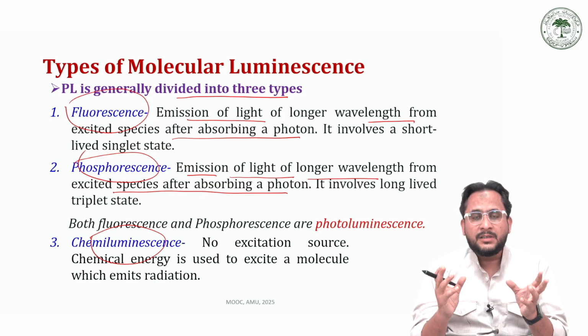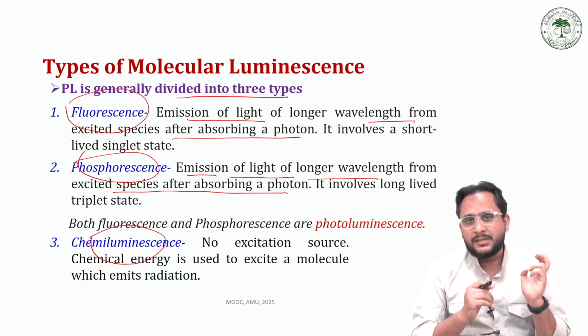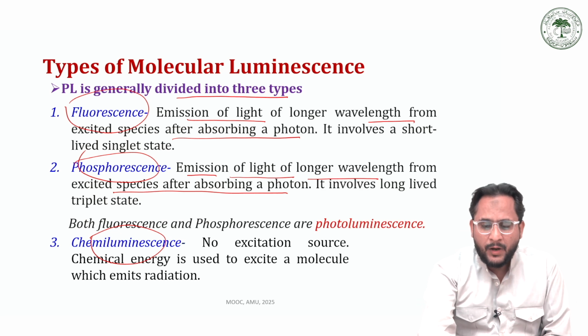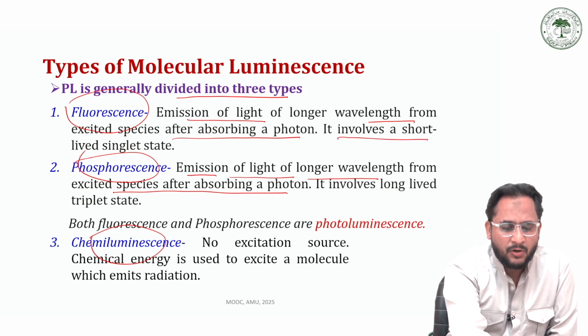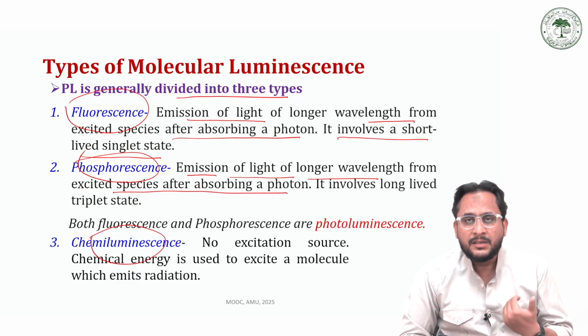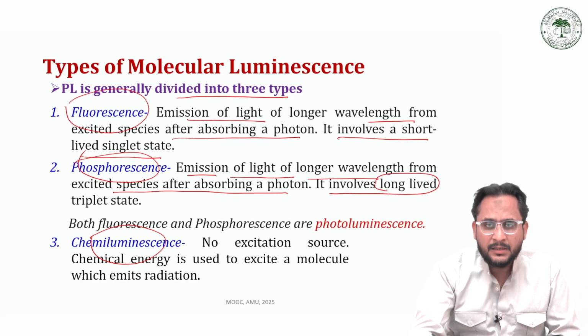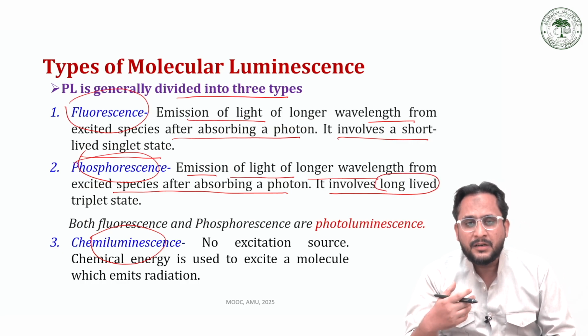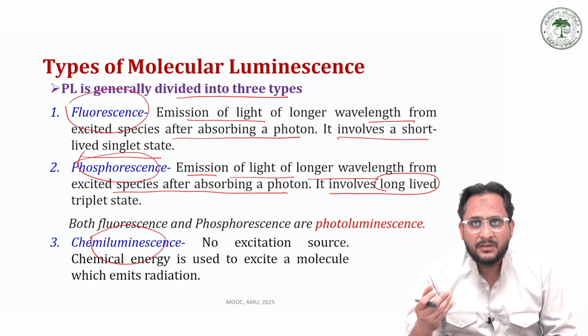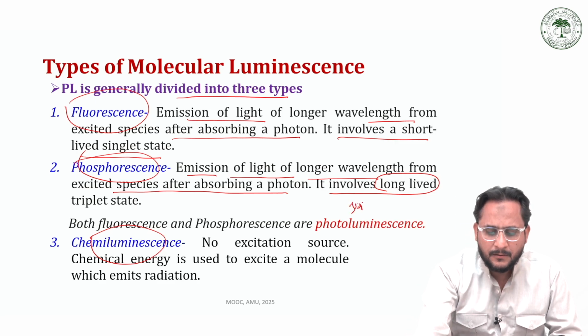Now what is the difference between the two? The difference between these two phenomena of fluorescence and phosphorescence is their existence time. While fluorescence exists for a very short time, it is called a short-lived phenomenon, because it involves the high energy singlet state. On the other hand, phosphorescence is a little bit long-lived. It exists for a comparatively longer period of time because it involves the low energy triplet state. Here we have a triplet state, while in this case we have a singlet state.